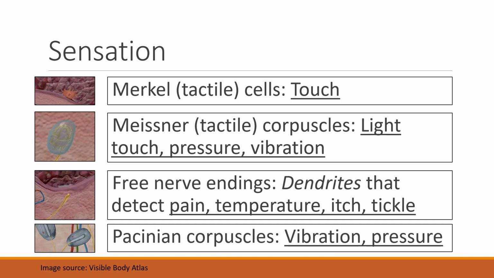So this is just a review as well. The Merkel and the Meissner, they're tactile, so they're involved with touch. You can see the Meissner corpuscles do a little bit more, maybe a little pressure and vibration. But touch sensations are from these two cells, or structures, I should say. Free nerve endings, these are dendrites, they detect pain, temperature, itch, tickle, and some other things. And then these Pacinian corpuscles deeper below sense vibration and pressure.